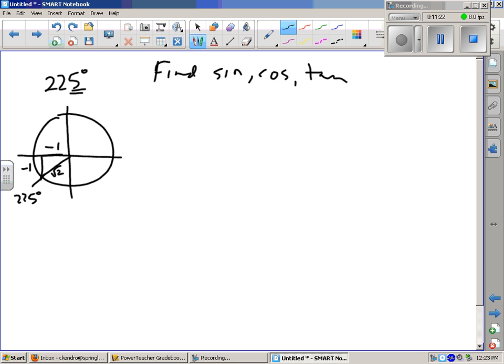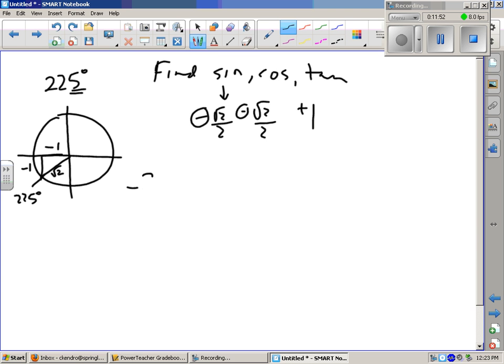So everything's going to be still root 2 over 2's. Sine is still root 2 over 2, but it's negative. Cosine is root 2 over 2, but it's negative. Tangent is still 1, and because both of these are negative, dividing two negatives, this is going to be positive. So it doesn't matter what quadrant it's in, it's always going to be root 2 over 2's and a 1 for sine, cosine, tangent on a 45. It's just the plus or minus signs that you've got to be careful of.